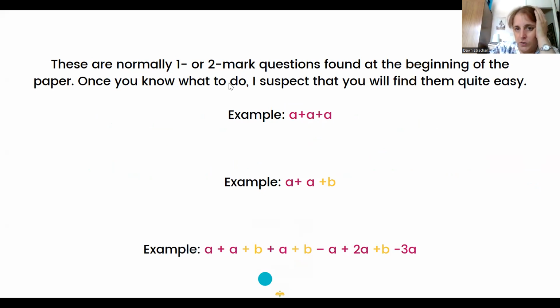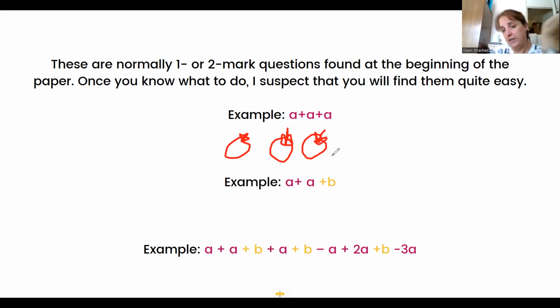So what you could do is instead of visualizing these as a's, perhaps think of them as apples or something. So I've got an apple, another apple, and another apple. So how many a's or how many apples do I have? My answer would be 3a. I've got 3 apples.